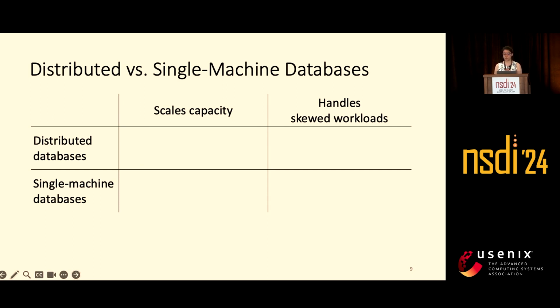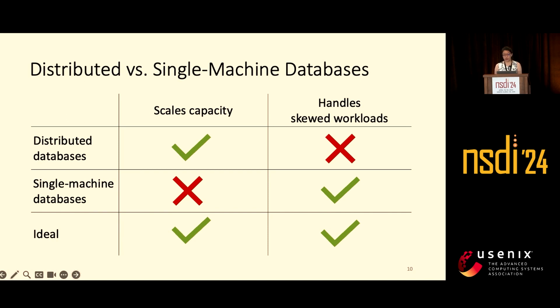There exists a trade-off between distributed and single machine databases. On one hand, distributed databases scale capacity, but don't efficiently handle skewed workloads. On the other hand, single machine databases can't support large-scale applications beyond their single machine, but they do efficiently handle skewed workloads. We want to bridge the gap between these two database types to achieve both scalability and good performance on skewed workloads.